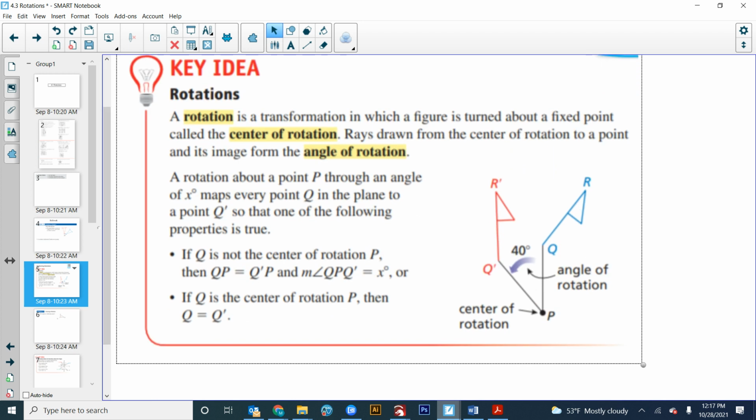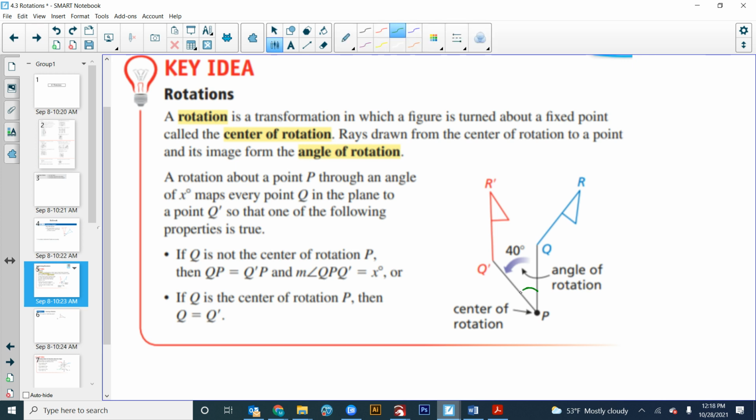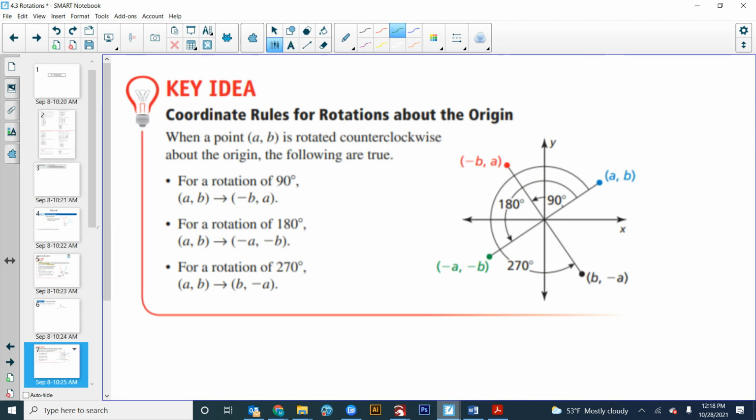This first drawing is of a 40-degree rotation, where P is the center. 40 degrees would be the angle of rotation. However, we're not going to deal with 40 degrees. We're not going to get out protractors for this. We're only going to be doing these on a graph. The three main types of rotations we're going to do are 90 degrees, 180, and 270.